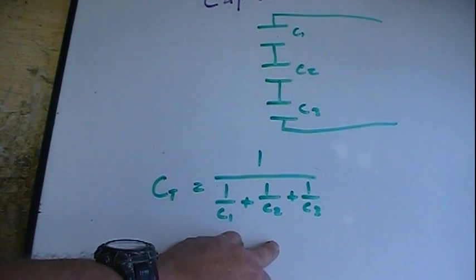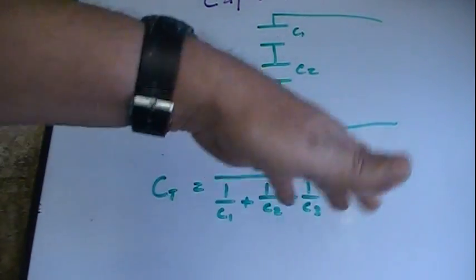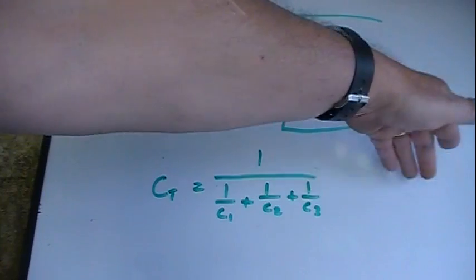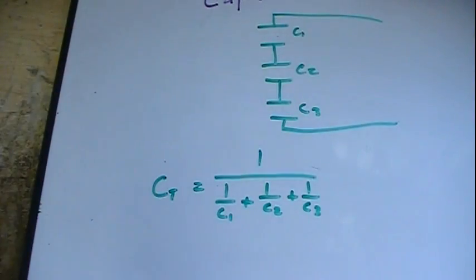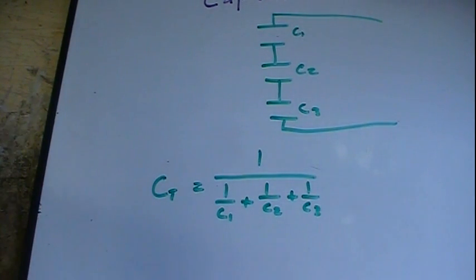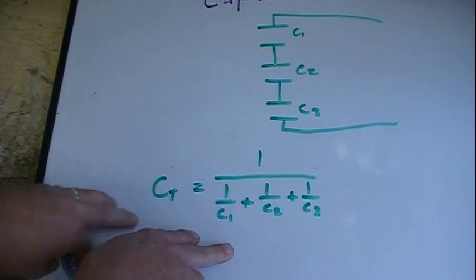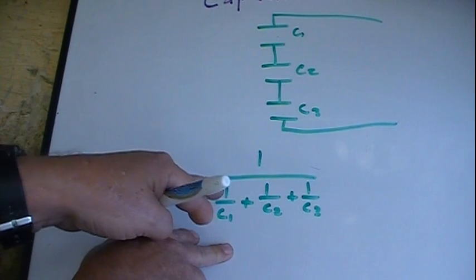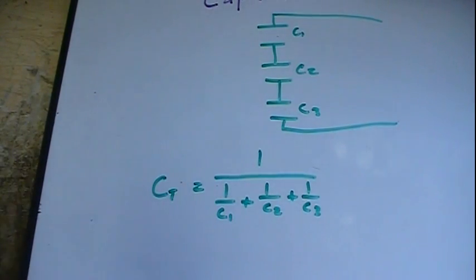It's the same formula as for resistors in parallel, except we'd just put R1, R2, and R3 in here. And you can go 4, 5, 6, 7, forever, however many caps you want to put in series. When you've got more than 2 caps, this is basically the formula you're going to have to use to figure out the total capacitance. And we'll get to why this happens in a minute.